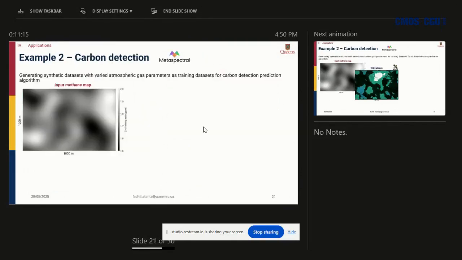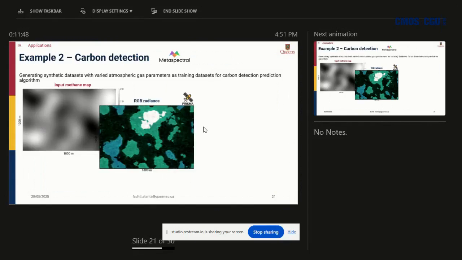The next example is for carbon detection. This is a project that we're doing with Metaspectral. Basically, because you can put atmospheric gas parameters in the RTM, we can create synthetic datasets using varied atmospheric gas concentrations and generate synthetic datasets to train prediction algorithms. Here is one example that we did: a randomly generated methane concentration map in the atmosphere. And we do simulations with this methane map to generate this radiance image.